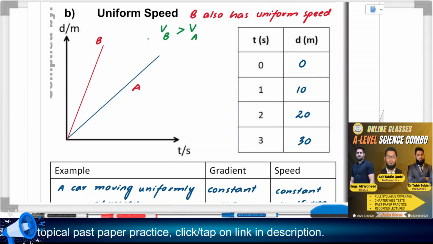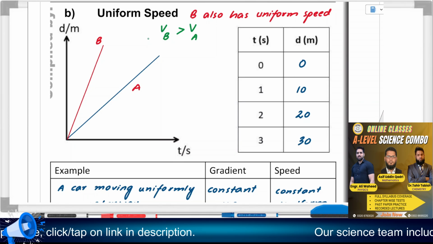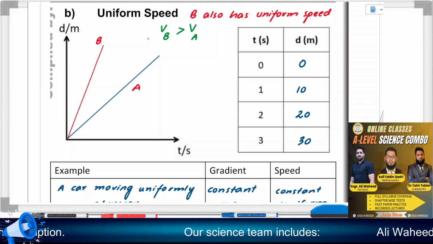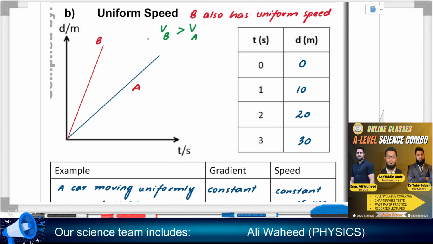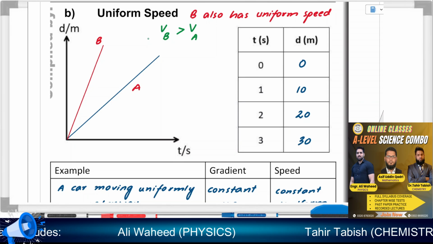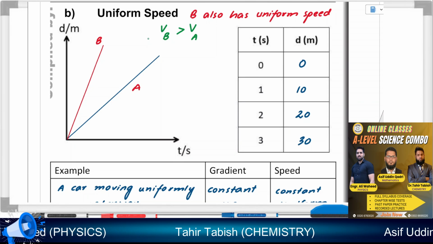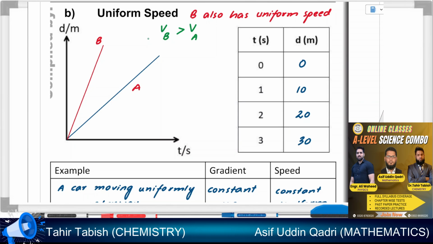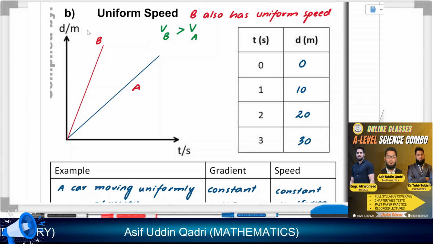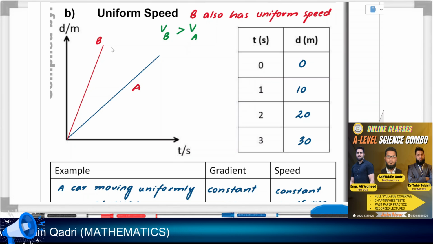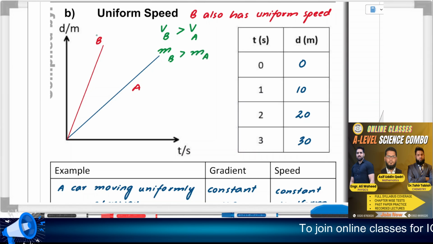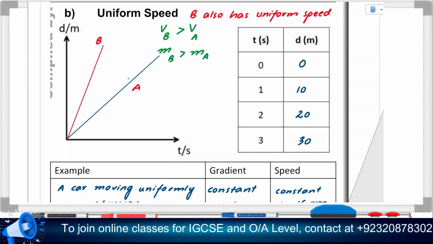And whenever we look at the graph, since speed is represented by gradient in this case, the one with the higher gradient would be traveling faster. So we can safely say the gradient of B is also greater than the gradient of A. You see, line B is steeper than line A. And if the gradient is more, then the speed is also more.